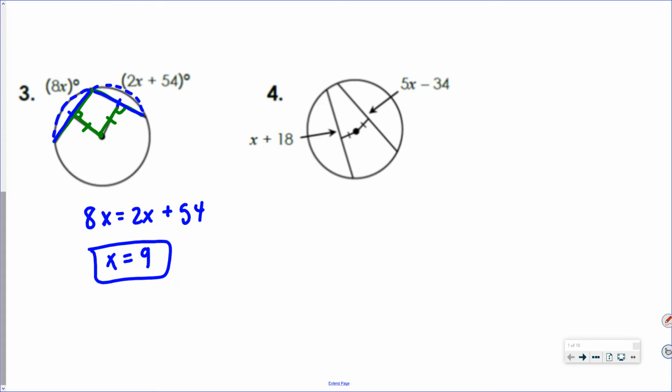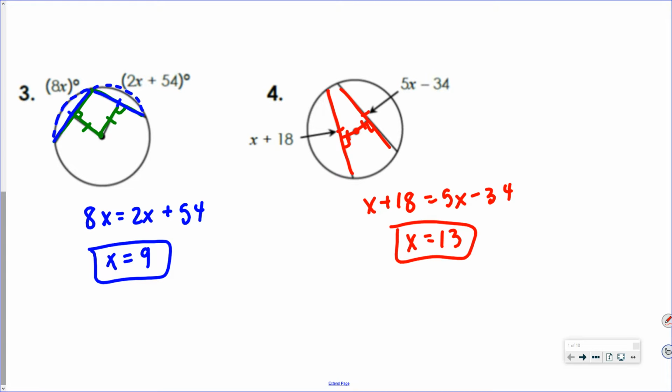Okay, this one's similar. Equidistant from the center, technically the shortest distance, meaning these chords would be congruent or have the same length. All right, I got x to be 13 for that one. Okay, how'd we do? Sorry, was that too easy?